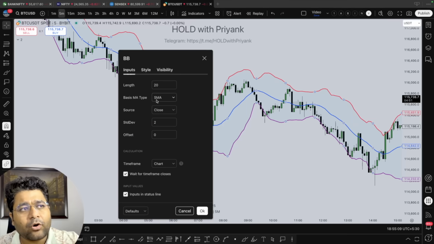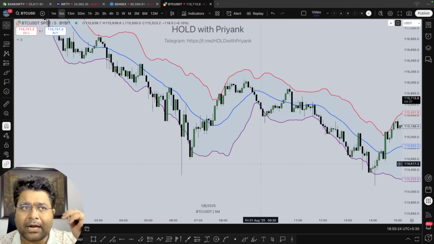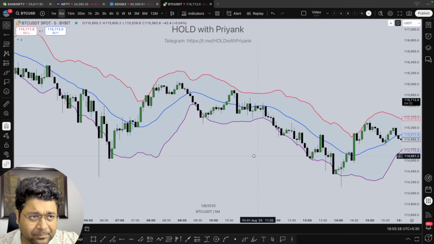The middle line or the moving average is actually the length of 20, and you don't have to change it for anything. The deviation you can see, standard deviation, I'm using 2, okay? You have the option to make it 3 or 1, but I would recommend start with 2 and understand it better first. And always use the 2 deviation. And that's how your chart looks like now.